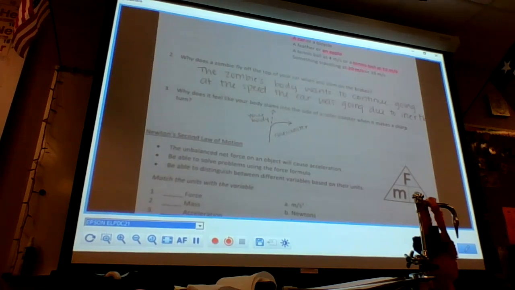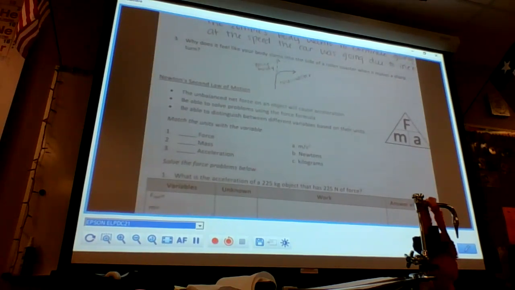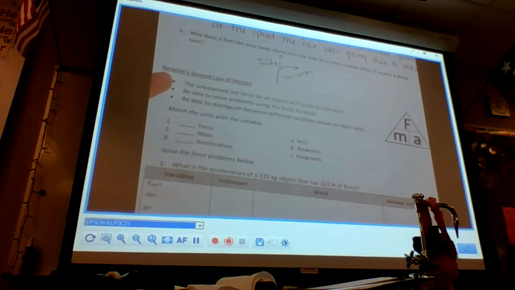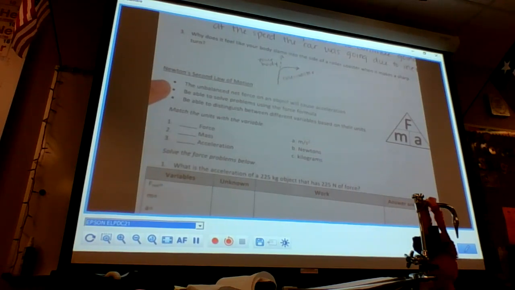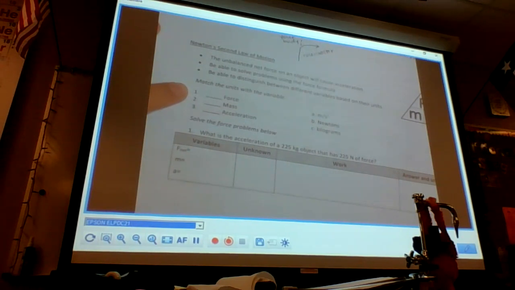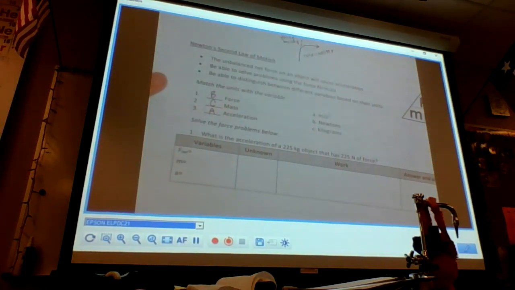Let's talk about his second law of motion, where we use our F equals ma equation and that handy-dandy triangle. Newton's second law says that the unbalanced net force on an object will cause acceleration. Be able to solve problems using the force formula. Be able to distinguish between different variables based on their units. Okay? So let's do this matching part here. What is the unit for force? Newton. Newton, so that's letter B. What about mass? Kilogram. Kilograms. And then acceleration is meters per second squared.